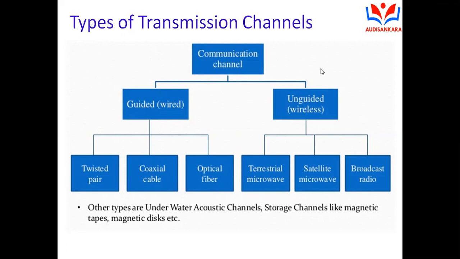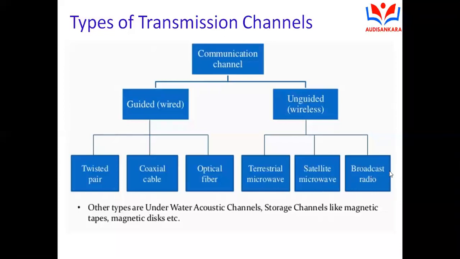The next one is unguided transmission media. Unguided transmission media means there is no physical path, so the entire information is propagated in free space. Unguided transmission media includes terrestrial microwave, satellite microwave, and broadcast radio. Terrestrial means earth based, where there is no physical connection between one person and another. Satellite means the information goes from earth to sky, and there is no physical connection.